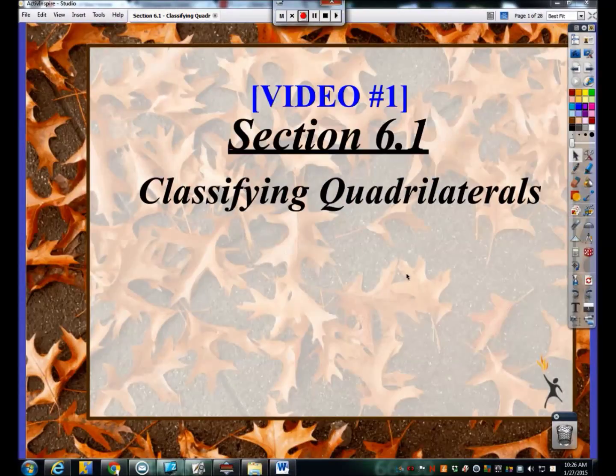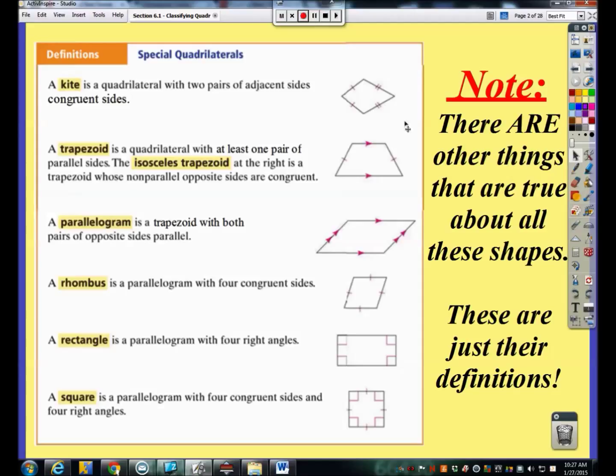Welcome to video 1 of your next chapter, and our next chapter is going to focus on quadrilaterals. We're going to focus on all the different kinds of quadrilaterals, these special quadrilaterals, and we might occasionally talk about how some quadrilaterals are just quadrilaterals. They just have 4 sides. So today we're going to focus on classifying our quadrilaterals. What are all the different kinds of quadrilaterals? We will discuss this chapter.